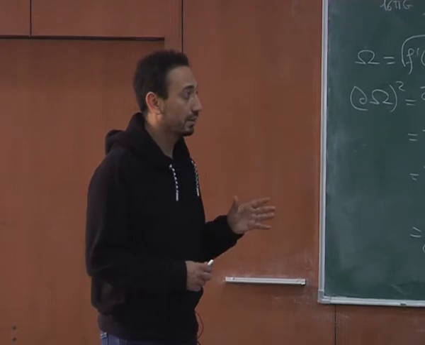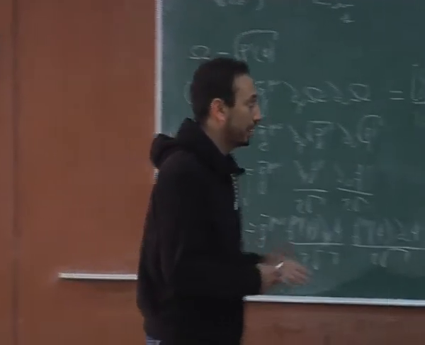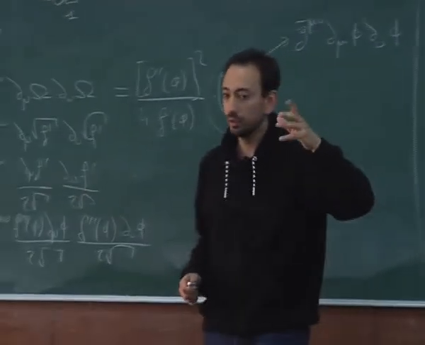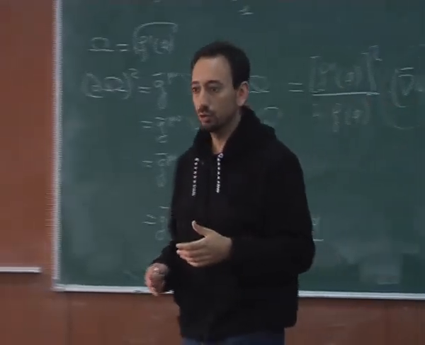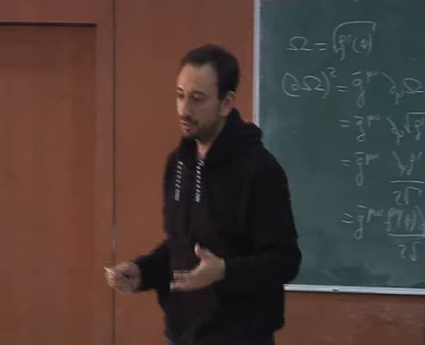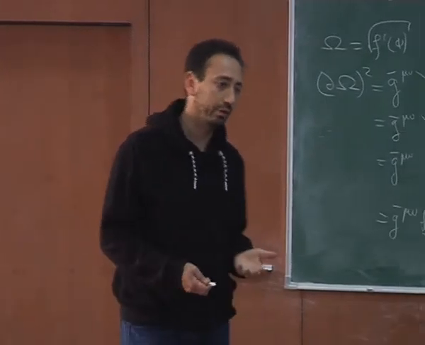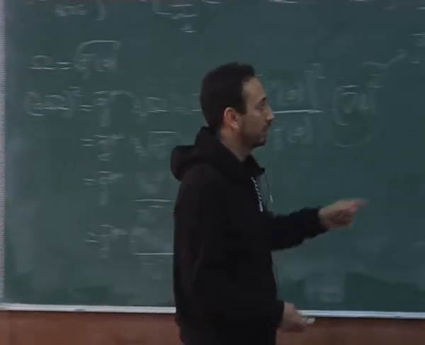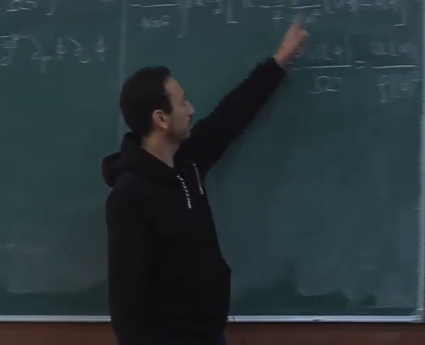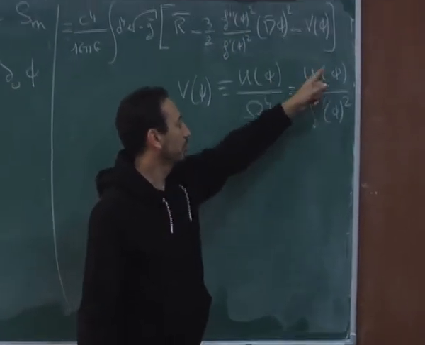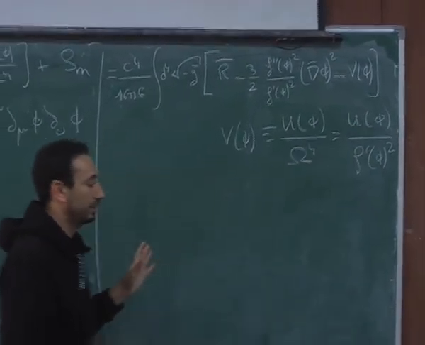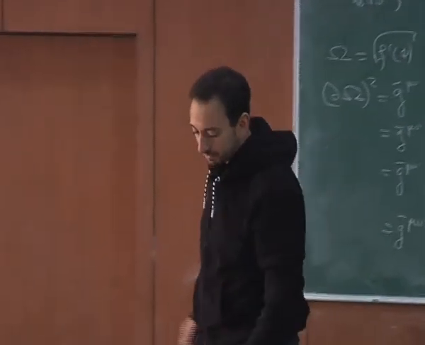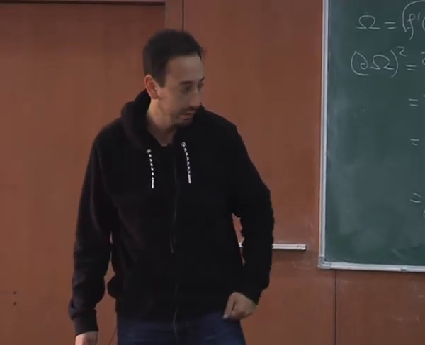So the claim is that this is equivalent to the F of R theory that we had at the beginning. They don't look at all the same, but they describe exactly the same theory. If you choose some F of R, this is where things will appear here, and also in the potential, and that's it. But this is going to describe exactly the same physics. It's exactly the same theory.